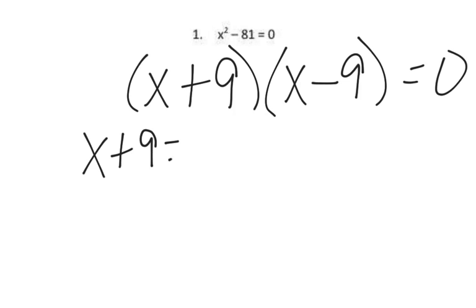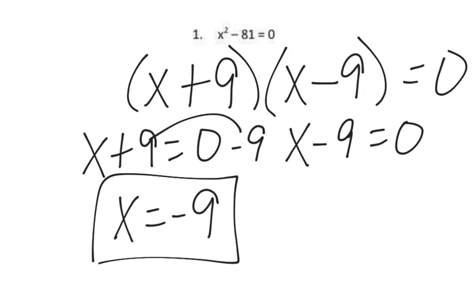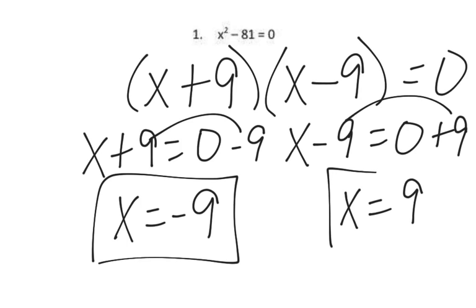So x plus 9 equals 0, x minus 9 equals 0. You solve these, so we're going to move the 9 and subtract. X equals negative 9, box it, that's an answer. Move your 9 and add. X equals positive 9, box it, and that's your answer.